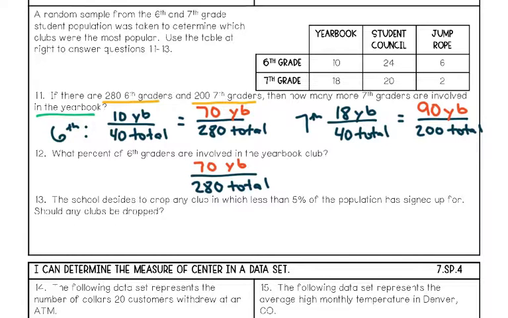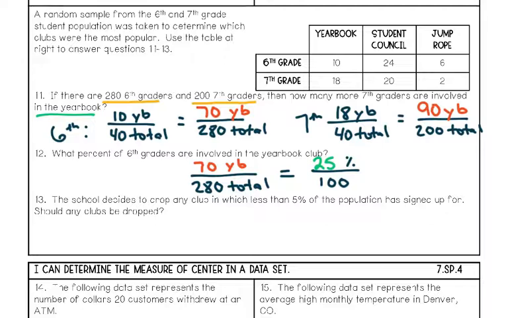Well, I know how many are involved in yearbook. I just found that. There are 70 yearbook people out of the 280 total in the class. Now I'm going to set up a percent proportion. Since I'm solving for a percent out of 100, I'm going to cross multiply and then divide. When I do that, I end up with 25%. The other way you could do this is to take 70 divided by 280, and you would end up with 0.25. And if you do it like that, then you move the decimal over 2 places because percent is out of 100. You move the decimal 2 places to the right, and you get the same answer, 25%.